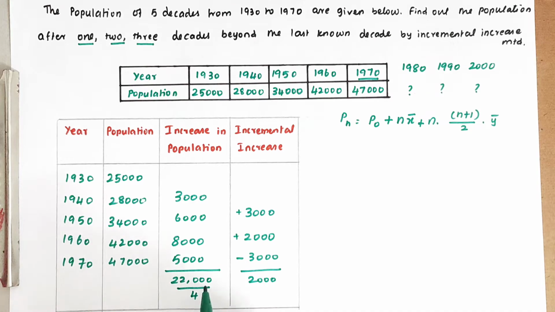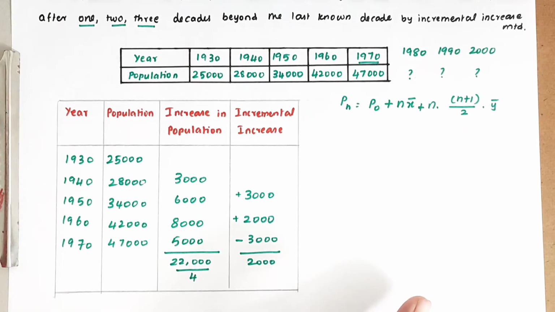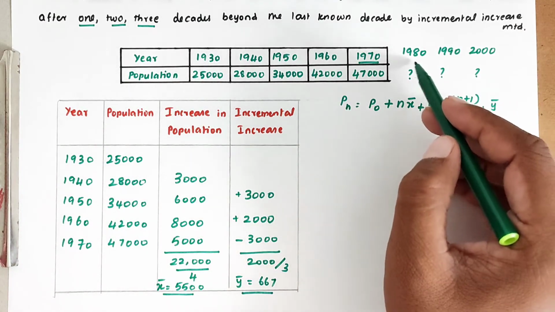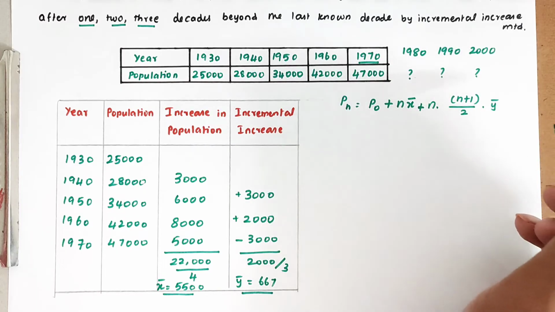The average is 5,500. This is the x bar value. Then y bar is 2,000 divided by 3, so we get 667. This is the y bar value. Now that we know the x bar and y bar values, we can directly find the population of 1980, 1990 and 2000.